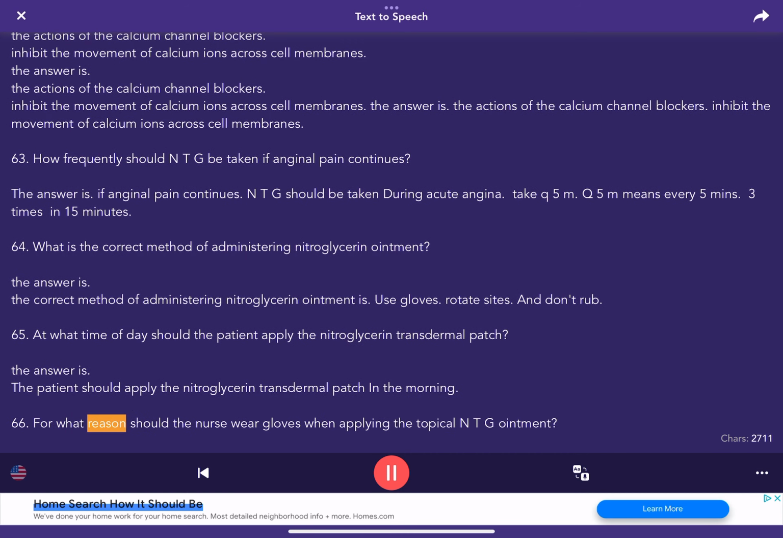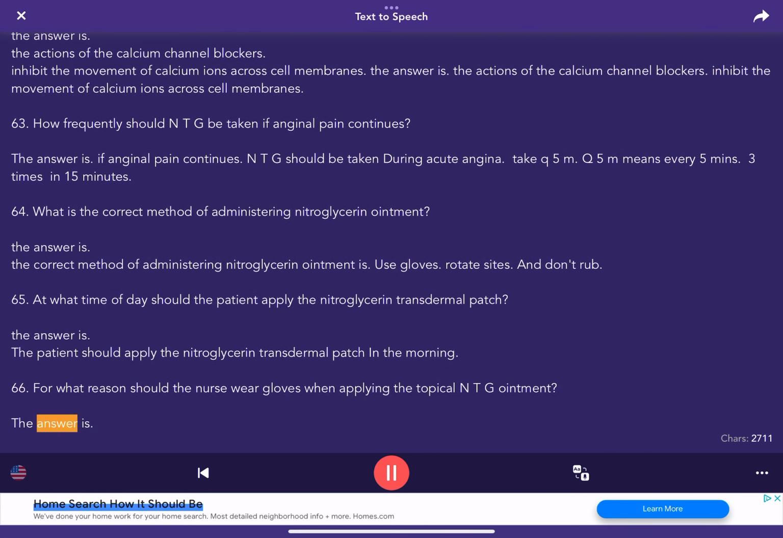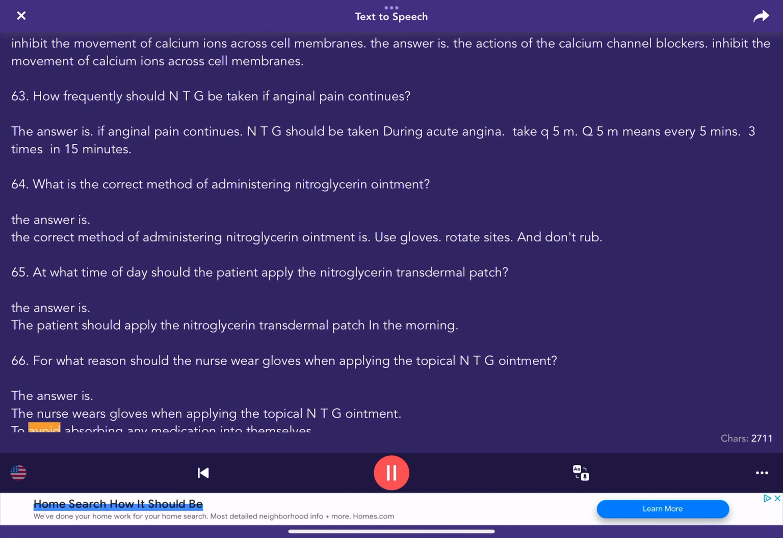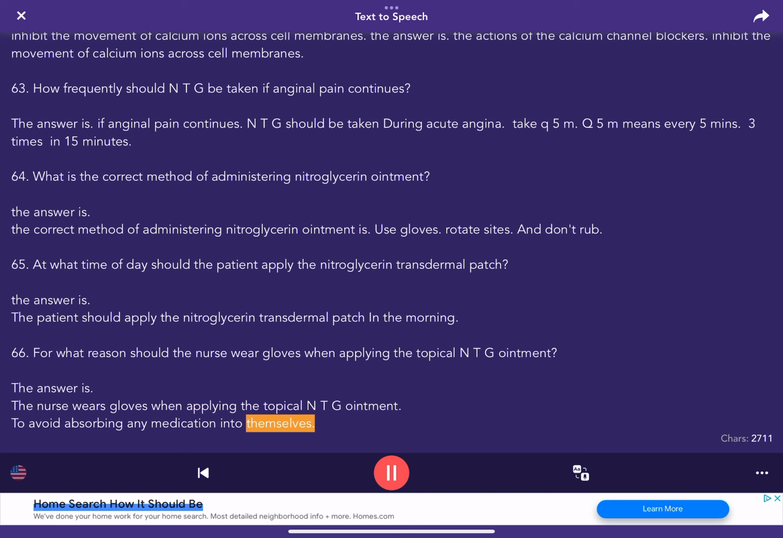66. For what reason should the nurse wear gloves when applying the topical NTG ointment? The answer is, the nurse wears gloves when applying the topical NTG ointment to avoid absorbing any medication into themselves.